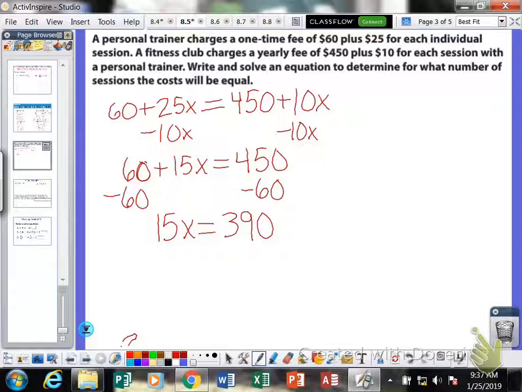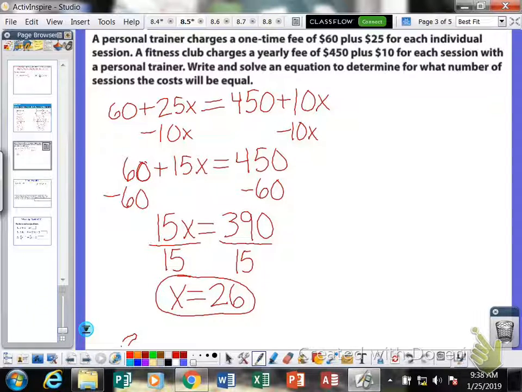Now, all I have left to do is to find what x equals. So to do that, just divide each side by 15, and that's going to leave me with my final answer of x equals 26. And that x represents the number of sessions that the cost would be equal for both of these fitness clubs. Now, if we want to check our answer, all we have to do is plug our x back into our original equation.